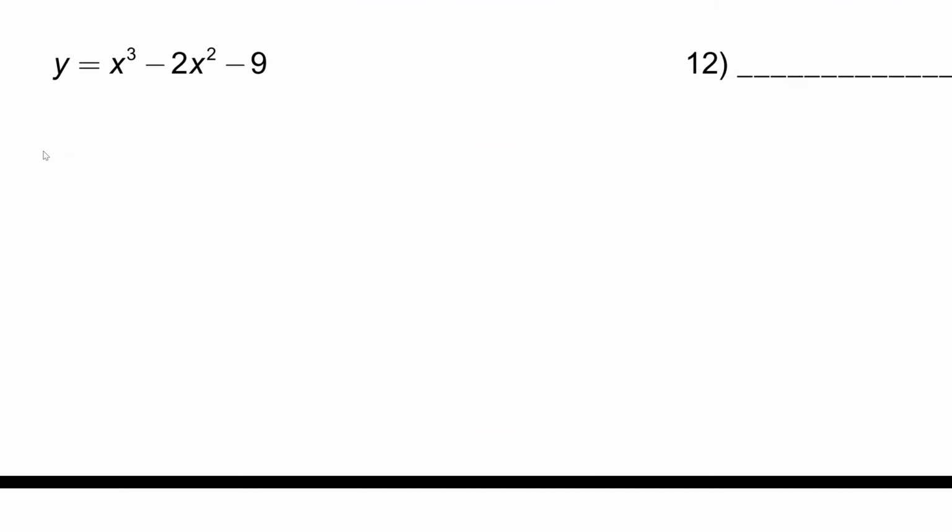Now, we want y prime. Let's go ahead and do all of the power rules. Bring the 3 down, subtract 1. Bring the 2 down, multiply it, subtract 1. Derivative of negative 9? 0. So that's it. This is the answer.